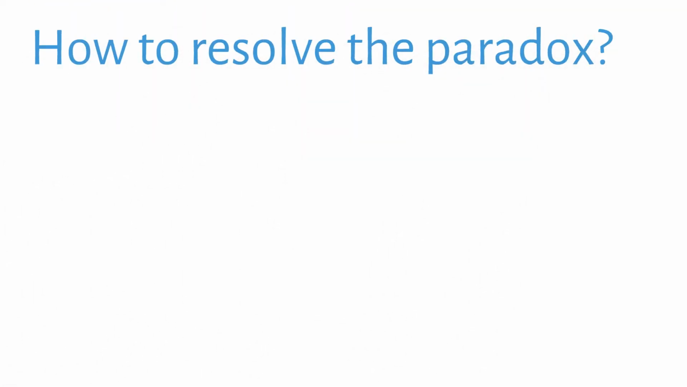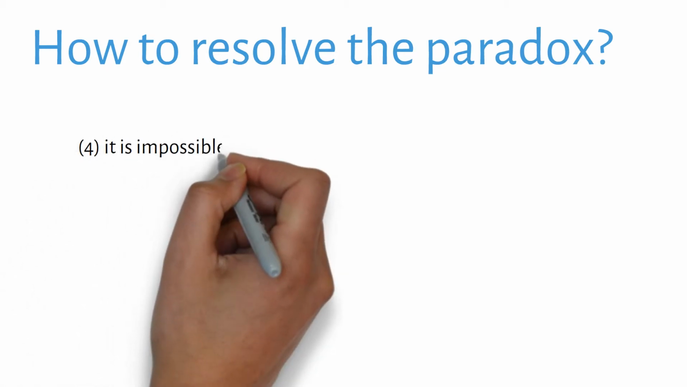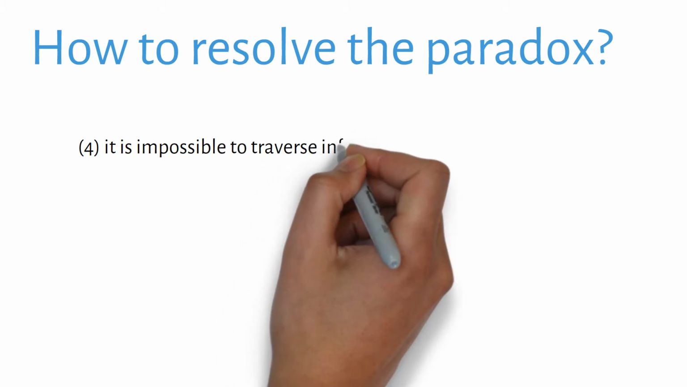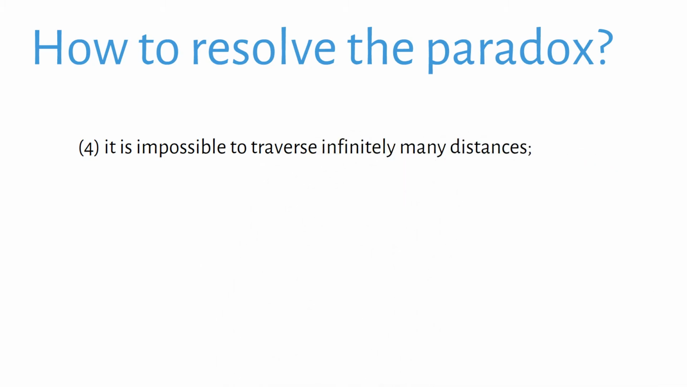Well, it seems attractive to reject 4. That is to say, the claim that it is impossible to traverse infinitely many distances. While 4 might seem plausible, it's not clear that it's true. An infinitely large distance is indeed impossible to traverse in a finite period of time. However, the sum of infinitely many distances doesn't need to be an infinitely large distance, just as the sum of infinitely many numbers doesn't need to be an infinitely large number.